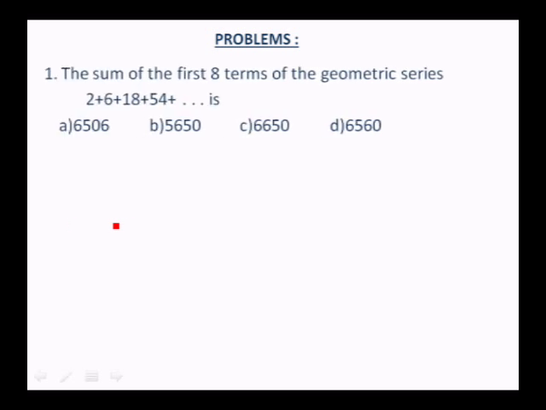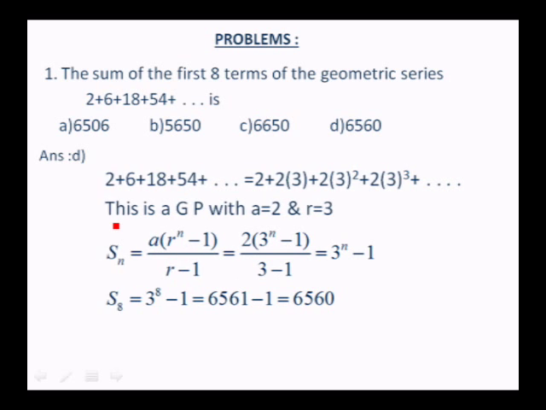The sum of the first 8 terms of the GP, 2 plus 6 plus 18 plus 54, is: A 6506, B 5650, C 6650, D 6560. So, we can use the formula to find out the sum to 8 terms. 2 plus 6 plus 18 plus 54 is 2 plus 2 into 3, 2 into 3 square, 2 into 3 cube, etc. This is a GP with A equals 2 and R equals 3. So, GP n term formula Sn is equal to A into R to the power of n minus 1 over R minus 1.